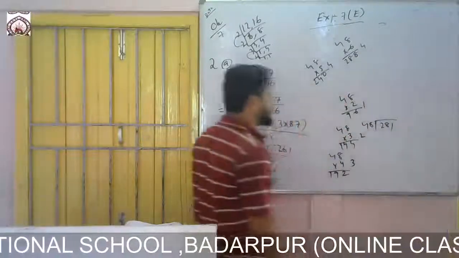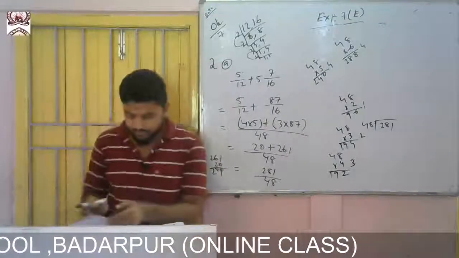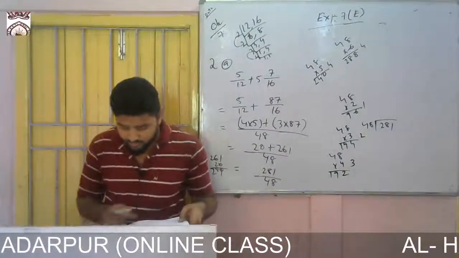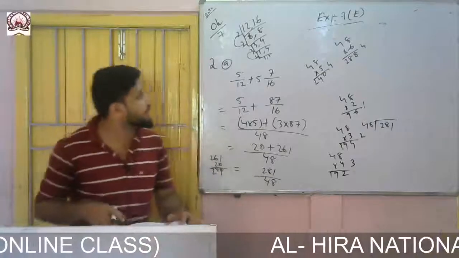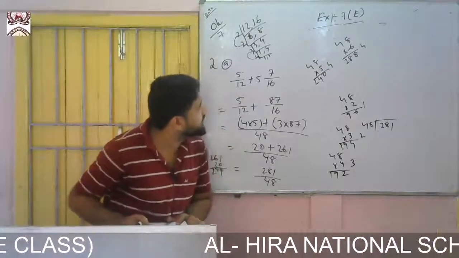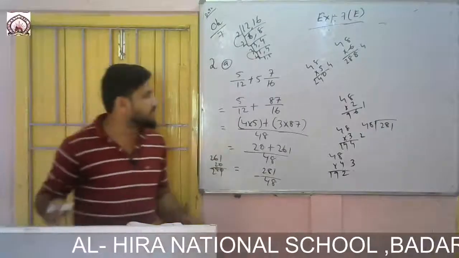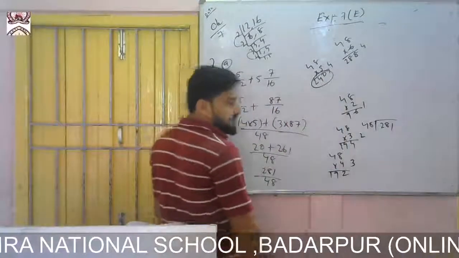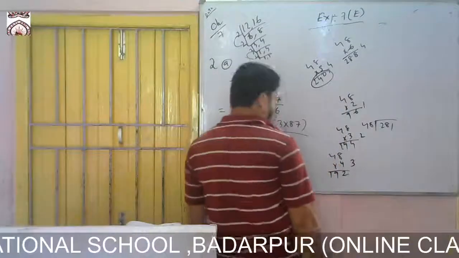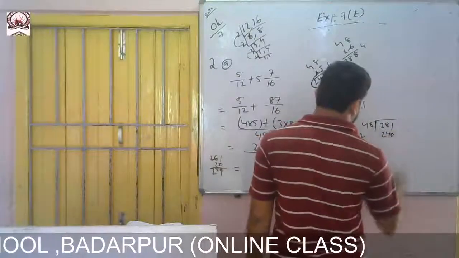288. Let me check what is the answer. It is given 5 with 5, 240. Yes, with 5 last, because with 5 what? 240. So if I divide it, then it is coming 240. Okay.